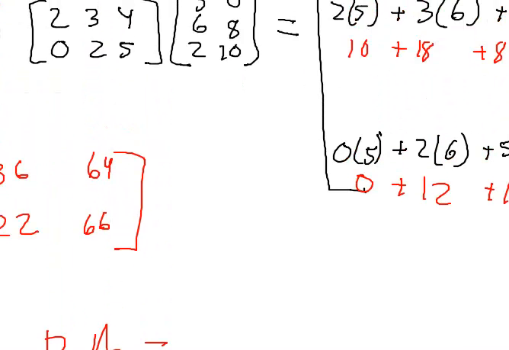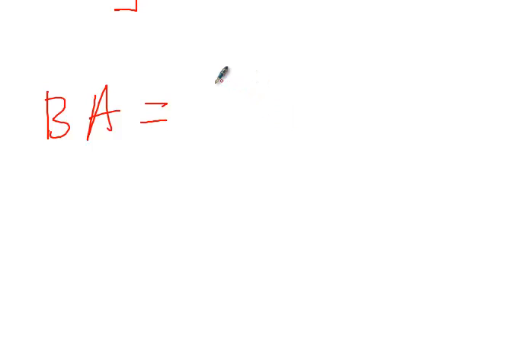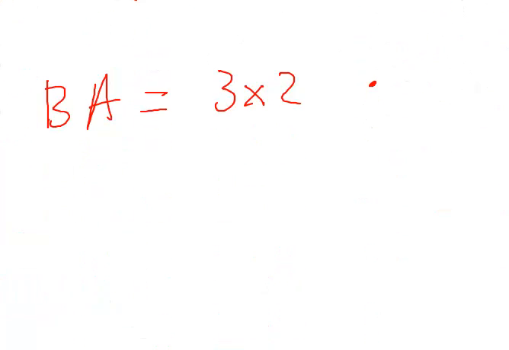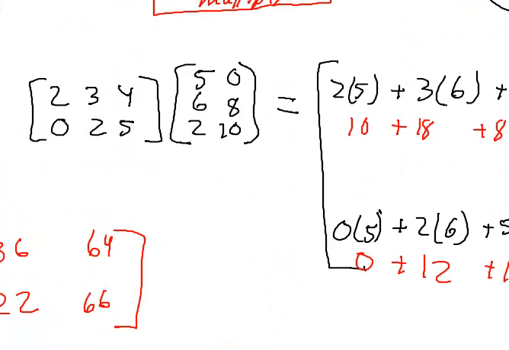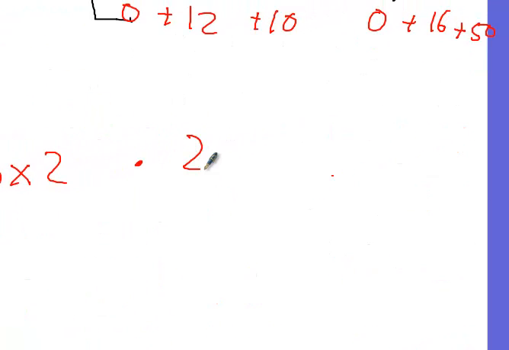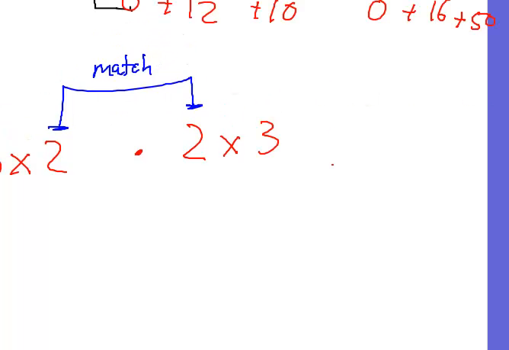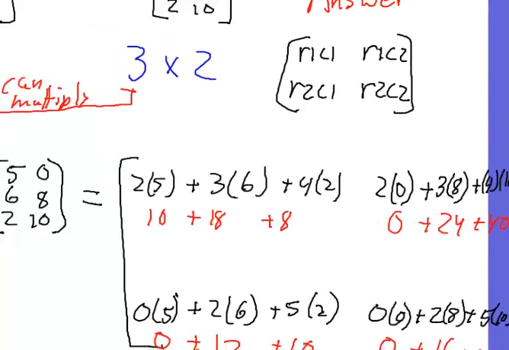All right. Last example, let's do B times A. If we go back, we know that B is a 3 by 2 times A is a 2 by 3. So we're going to ask ourselves, can we do this? The answer is yes, because the 2's match. This time our answer is going to be a 3 by 3.